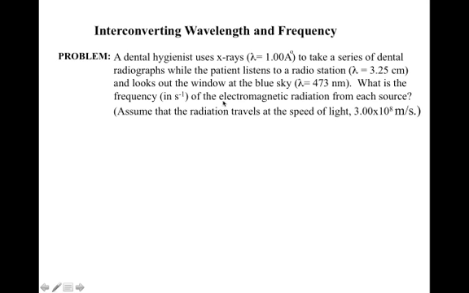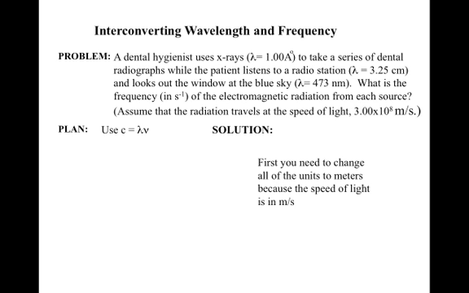To do this problem, we'll also need to know that the speed of light is 3 times 10 to the 8th meters per second. So our plan is to use c equals wavelength times frequency. And our solution will be found first by changing all of our units to meters. If you'll notice, the speed of light is in meters, and since we're going to plug that into our calculation, we have to have all of our values in the same unit. So let's go ahead and change those.